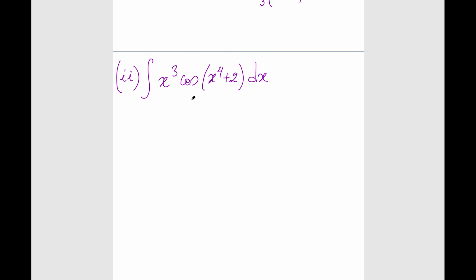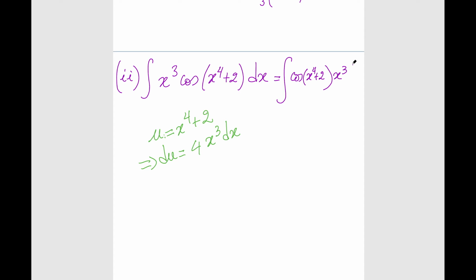So in this context, as we said, if we take U to be x to the power 4 plus 2, the differential of U is 4x cubed dx, right? I see x cubed dx here. Okay? Let me actually rearrange it so you see it better. This is the same as cosine of (x to the 4 plus 2) x cubed dx. Correct?